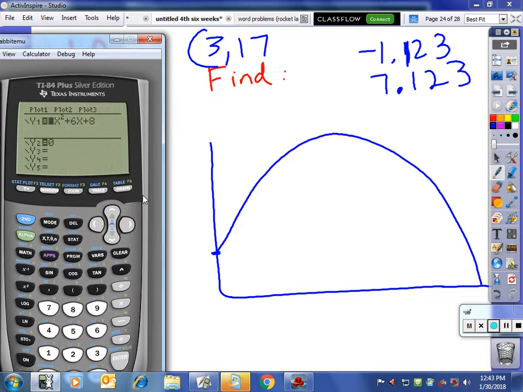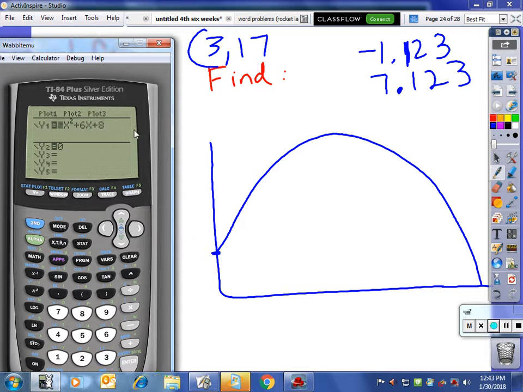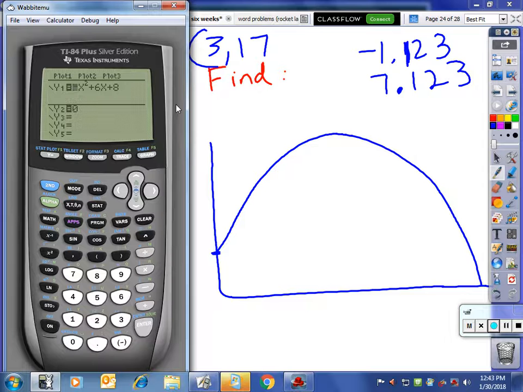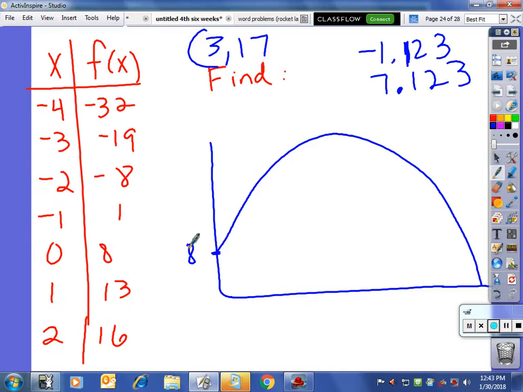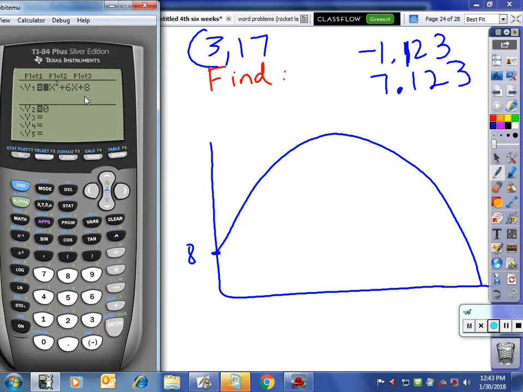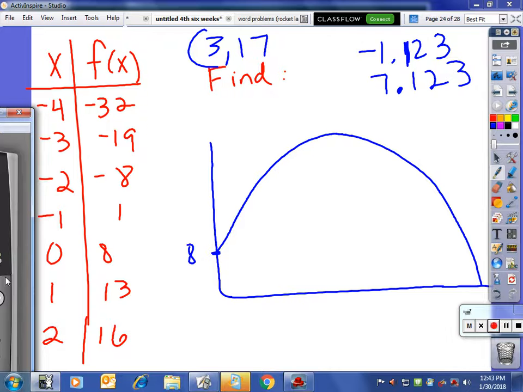Now, the equation was y equals negative x squared plus 6x plus 8. Can you tell me what height the football was thrown from? 8. Because that's the y-intercept. Remember the y-intercept of the equation we just found? Same equation. I'm converting it into a real-life problem.